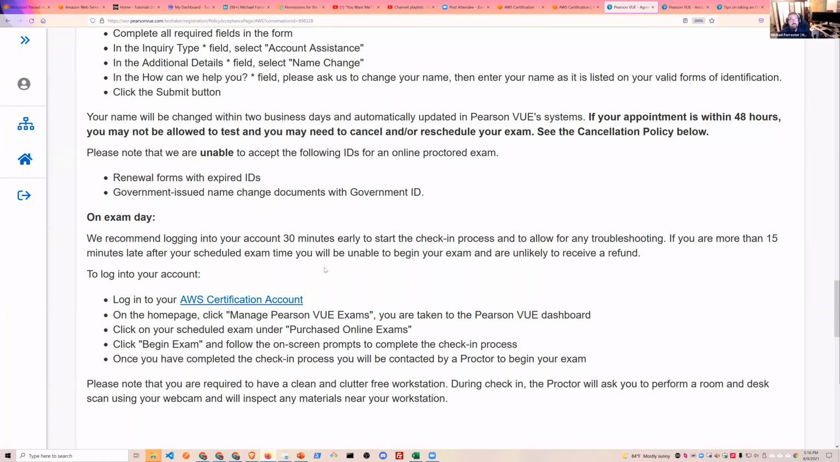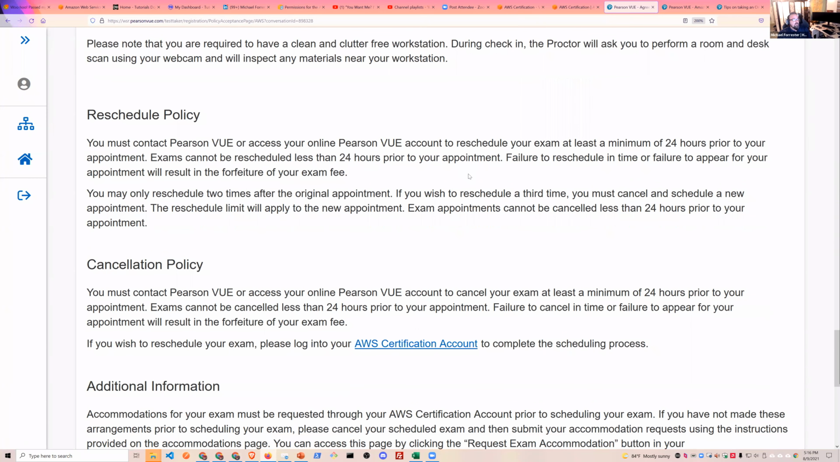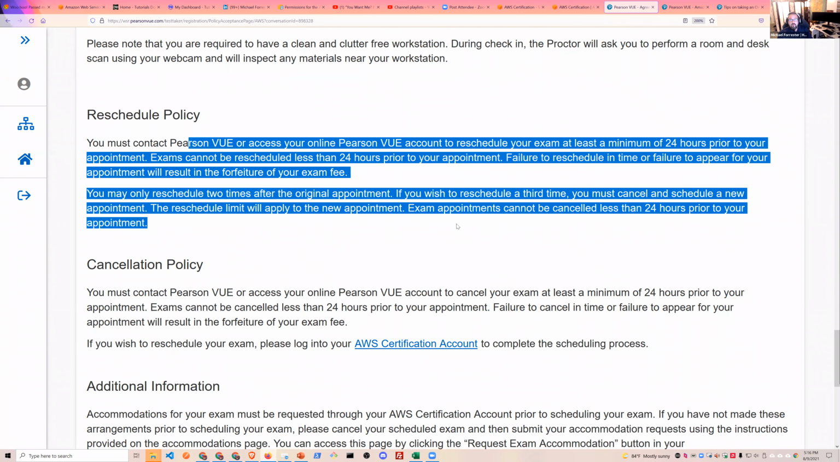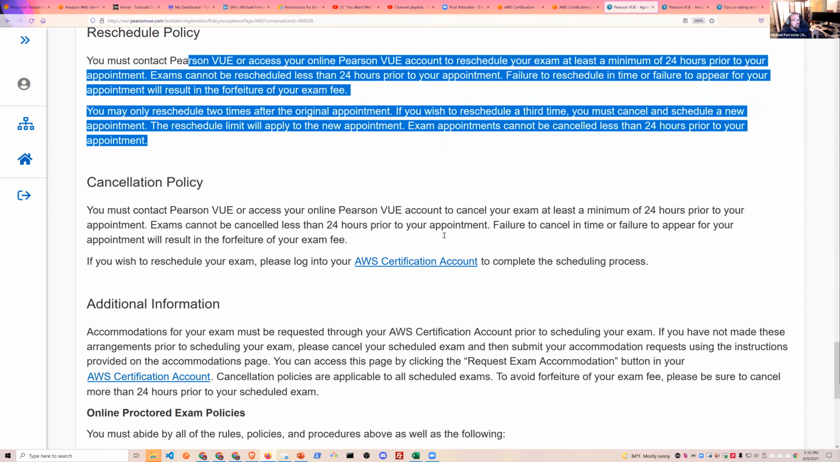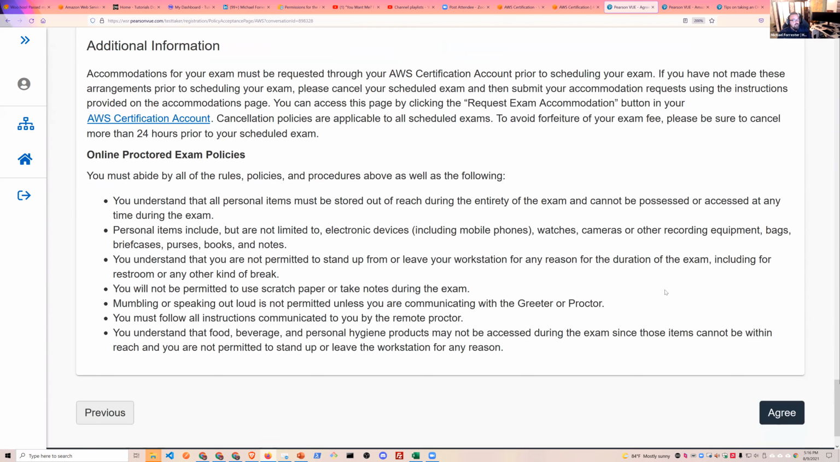Make sure you read this. Reschedule policy, by the way, is that you can actually reschedule twice from the original appointment. After that, you have to cancel. And they'll give you your money back. They want you to start the process over. Okay. You have 24 hours, by the way, before your exam to change or cancel. Otherwise, you're locked into taking it.